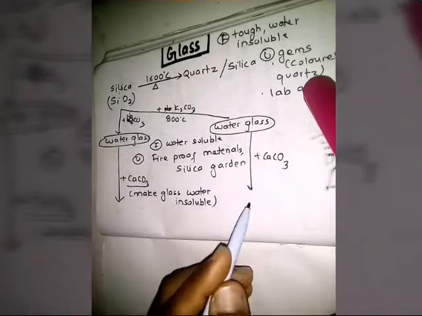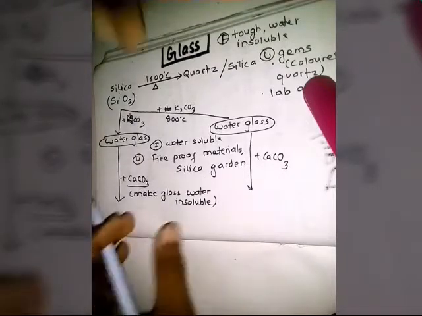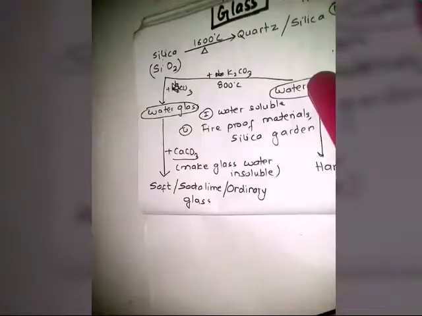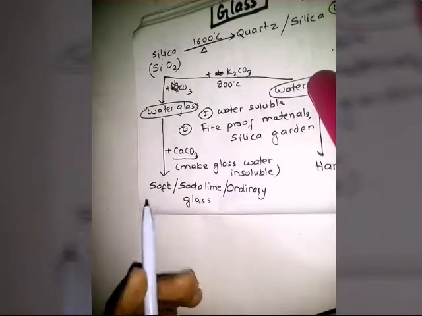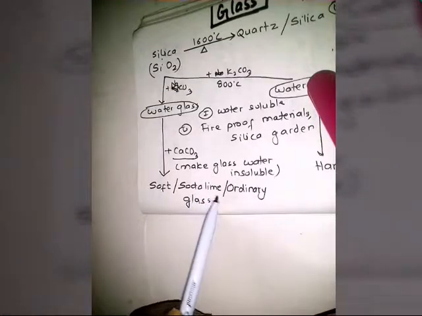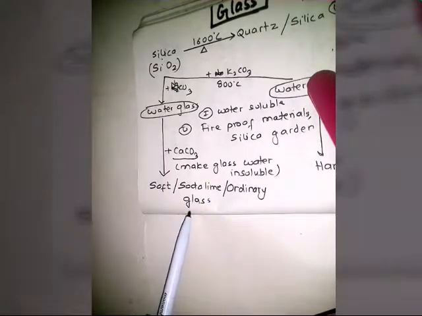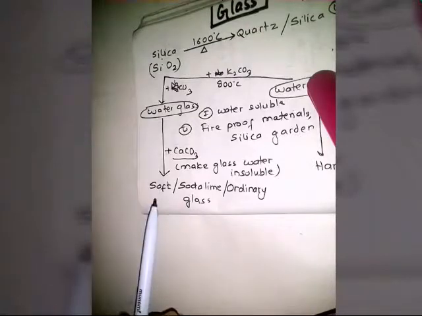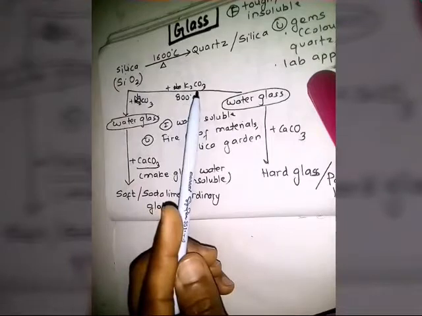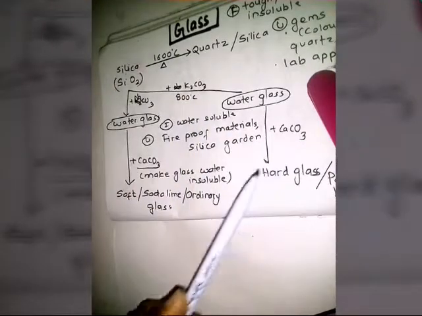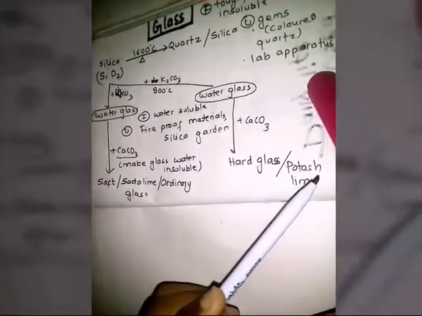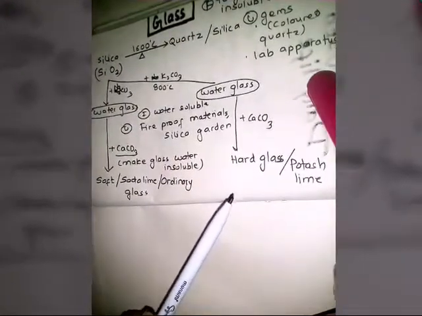Now we will get two different kinds of glass. On this side we'll get a glass called soft glass or soda lime glass, or it is also known as ordinary glass. On the other hand, where we have potassium carbonate, if we add calcium carbonate, we get a glass called hard glass, or it is also called potash lime glass.